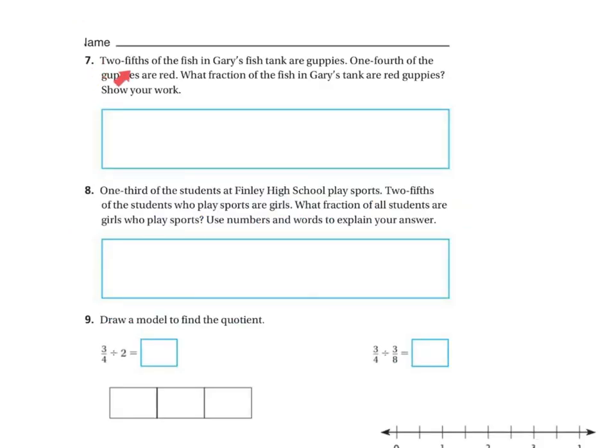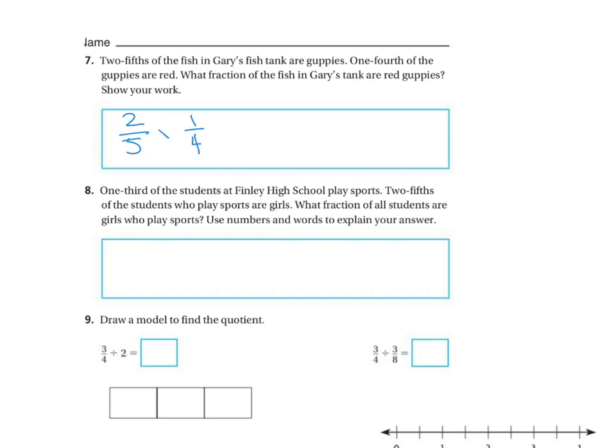Problem 7. 2/5 of the fish in Gary's fish tank are guppies. 1/4 of the guppies are red. What fraction in Gary's fish tank are red guppies? Show your work. Well, we know 2/5 of the fish in Gary's tank are guppies. And 1/4 of those guppies are red.